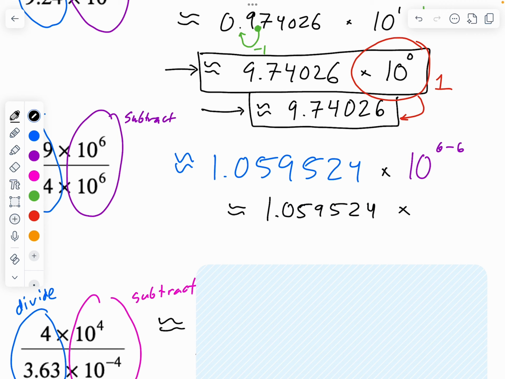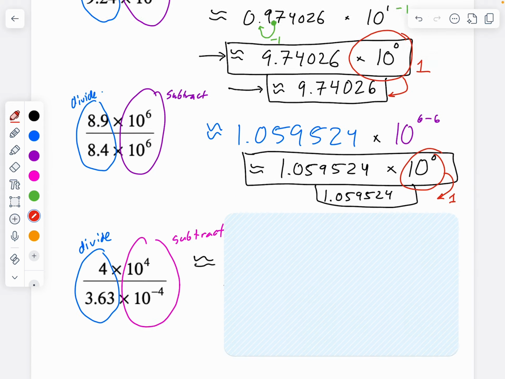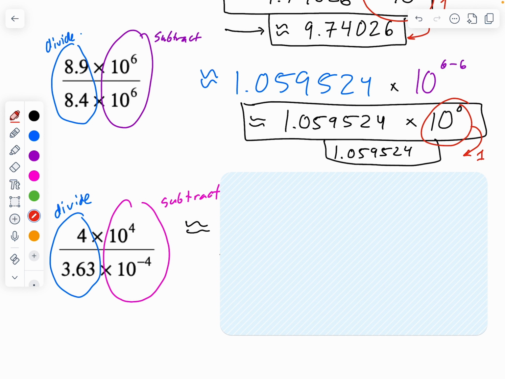1.059524 times 10 to the 0 power. You can leave it like that. Otherwise, as you already know, you can rewrite this as just 1.059524. Since 10 to the 0 power is just a 1.